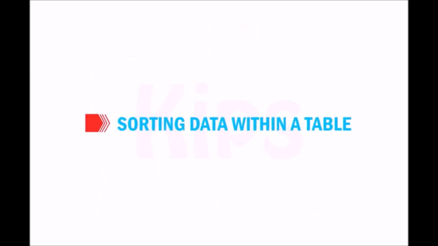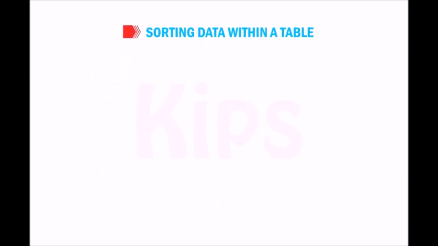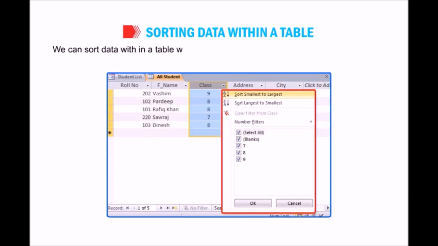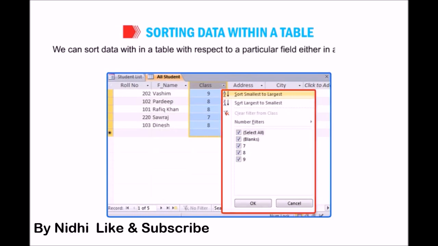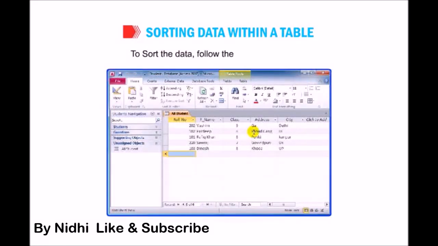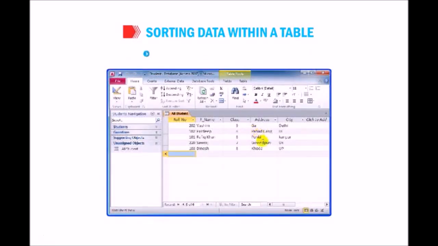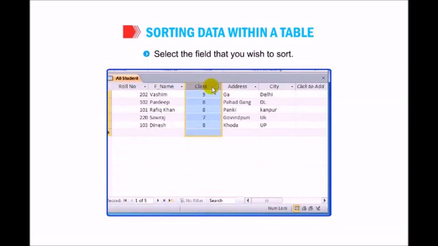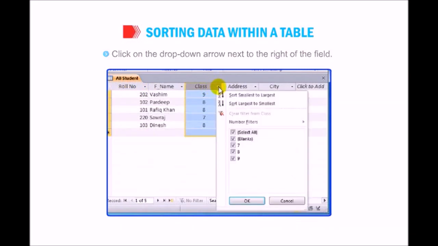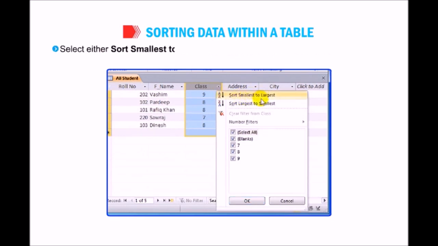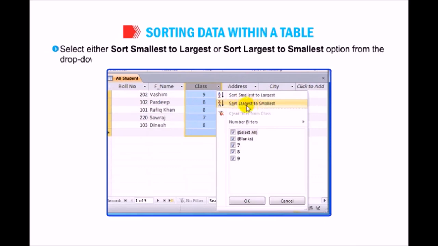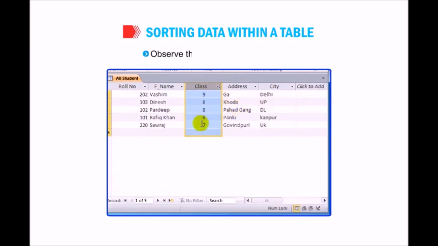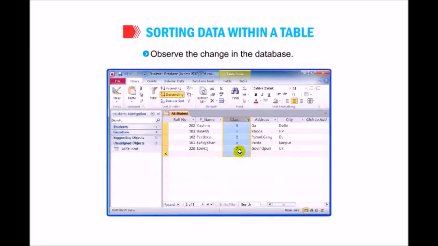We will discuss sorting data within a table. We can sort data within a table with respect to a particular field either in ascending or descending order. To sort the data, follow the steps given below. Select the field that you wish to sort. Click on the drop-down arrow to the right of the field. Select either Sort Smallest to Largest or Sort Largest to Smallest option from the drop-down list. Observe the change in the database.